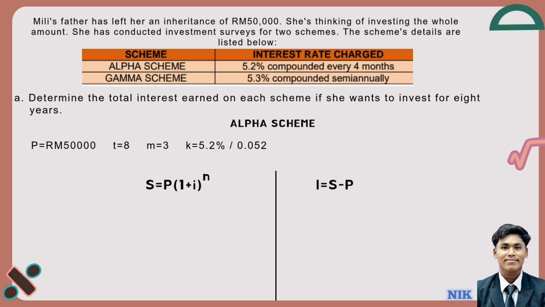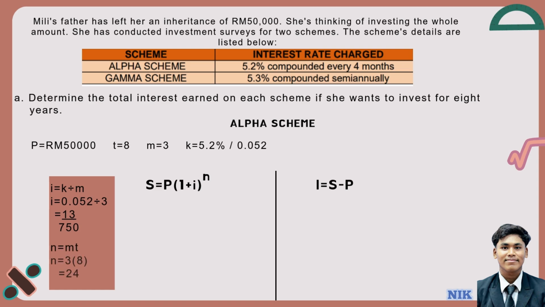To find I, we can use I equal to K divided by M, and this is the answer for I. Also, to find N, we can use N equal to M multiplied with T, and this is the answer. After all the information we get, we can put it in the formula, which is S equal to 50,000 ringgit multiplied with 1 plus 13 over 750 power of 24. And we get 75,524 ringgit 63 cents.